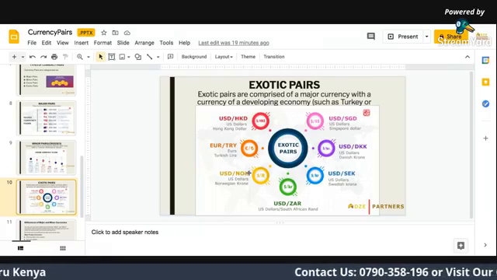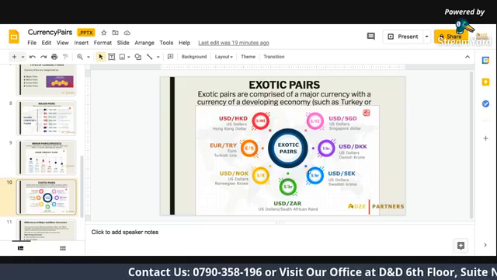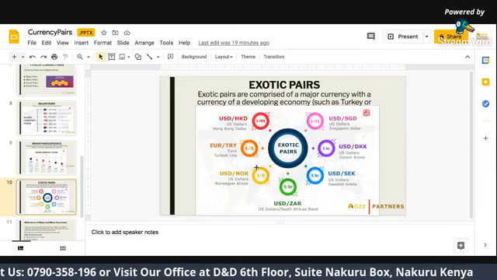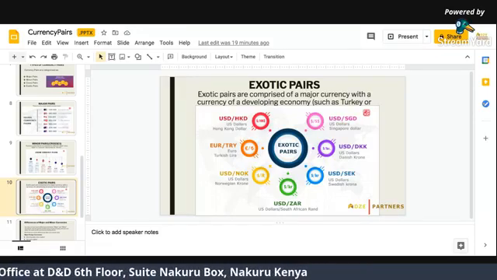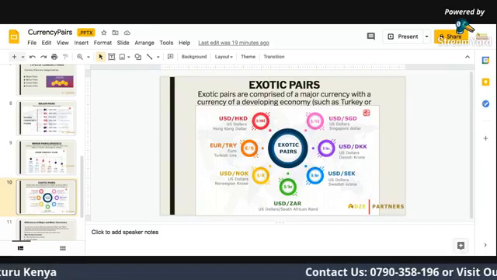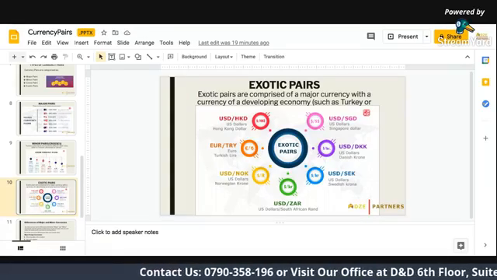So these pairs, I think I only traded them once. I only traded USD against the Turkish lira. I was trying to trade it during the time when they had issues with the United States. These particular pairs are not heavily traded.